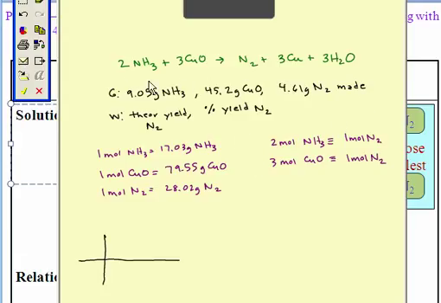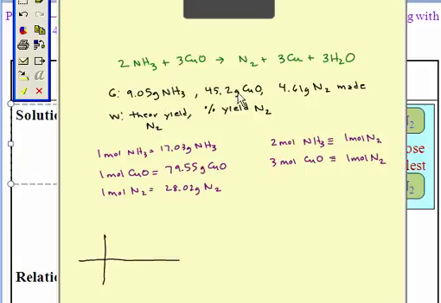So let's write down what we're given. We have a balanced chemical equation. We're given 9.05 grams of ammonia, 45.2 grams of copper 2 oxide, and we're given that 4.61 grams of nitrogen are made. We want the theoretical yield of nitrogen, that's the maximum amount that can form, as well as the percent yield of nitrogen. So we know we're going to have to do a limiting reagent part of the problem, figure out what our theoretical yield is, which reagent will run out first. Once we figure out our theoretical yield, then we can calculate our percent yield.